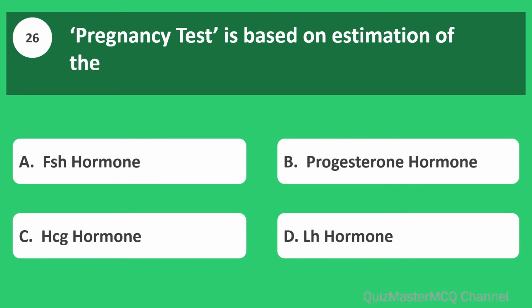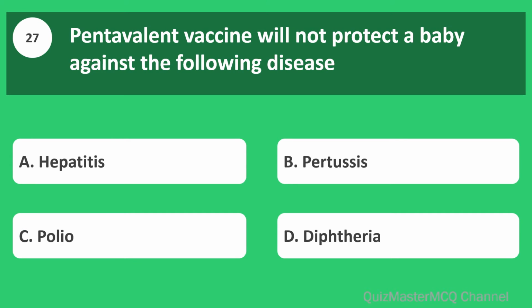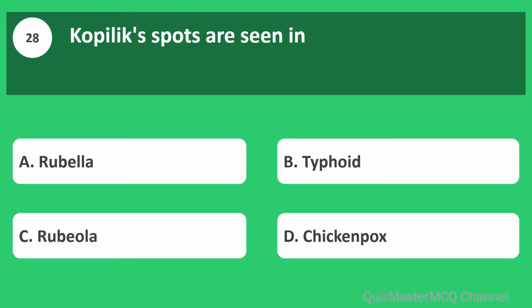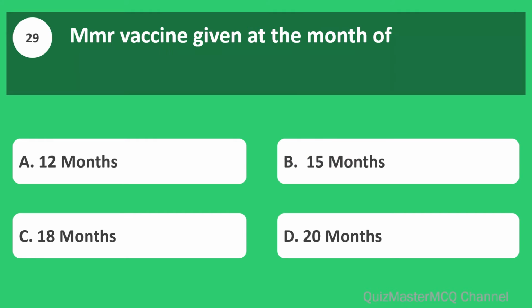Pregnancy test is based on estimation of the HCG hormone. Pentavalent vaccine will not protect the baby against the following disease. Polio. Koplik spots are seen in typhoid. MMR vaccine given at the month of 15 months.